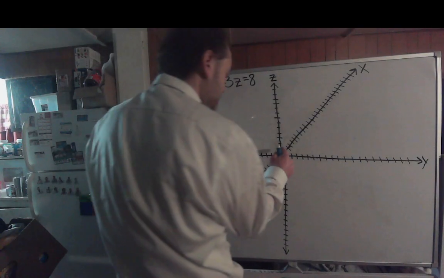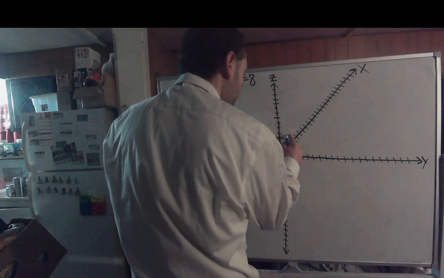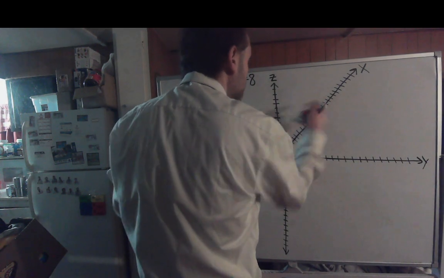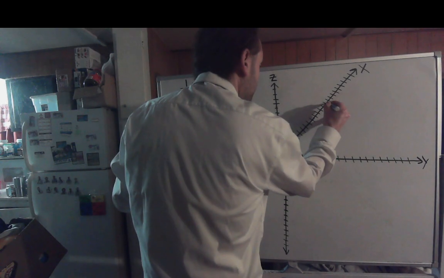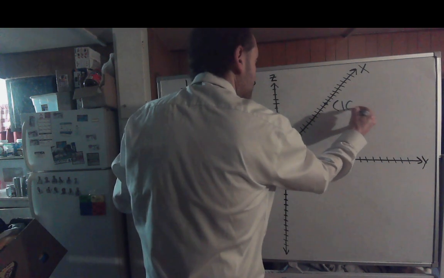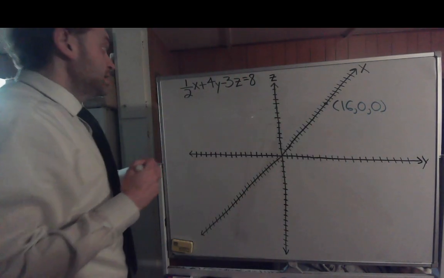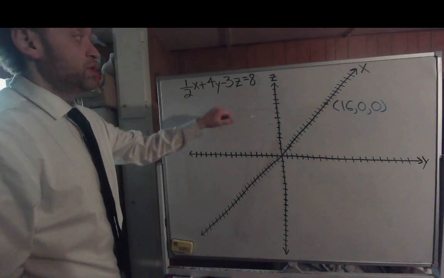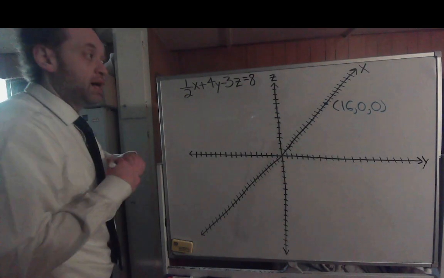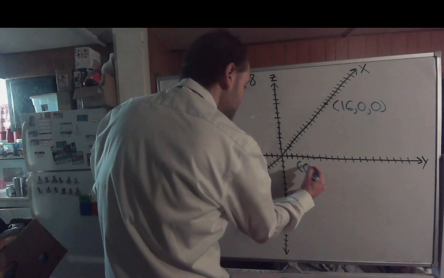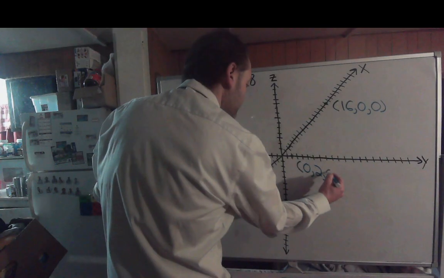So let's find that. 1, 2, 3, 4, 5, 6, 7, 8, 9, 10, 11, 12, 13, 14, 15, 16 would be right here. So you end up getting the x-intercept being at 16, 0, 0. Now let's find the y-intercept. You're going to set both x and z equal to 0. You would get 4y equals 8, giving you y equals 2. So your y-intercept will be at the point 0, 2, 0.